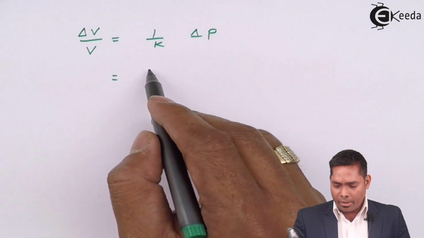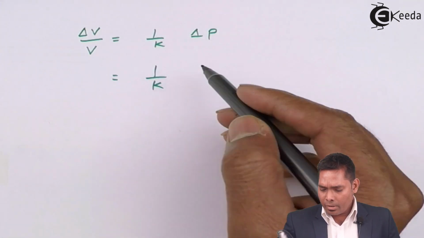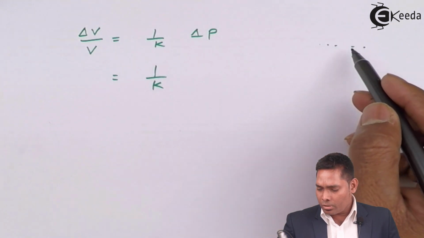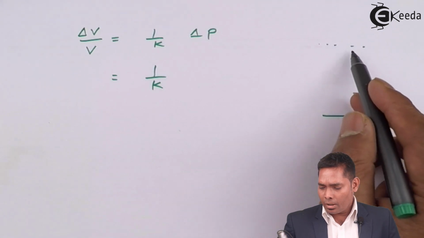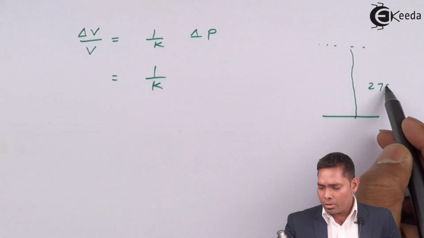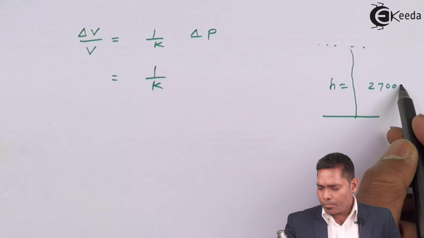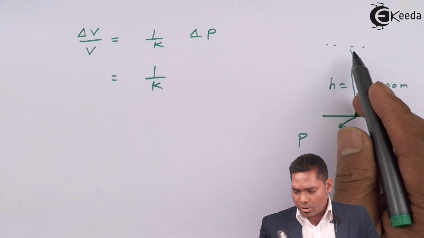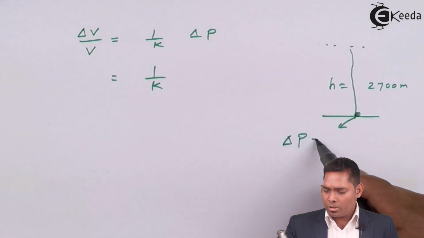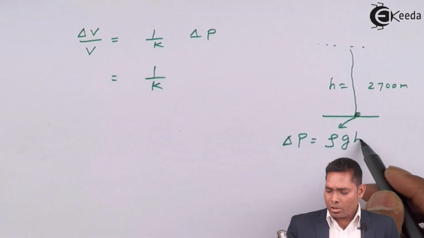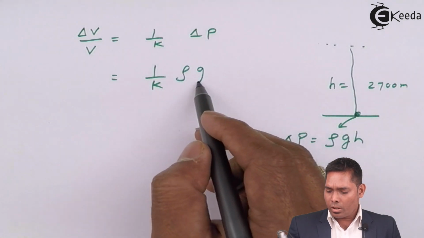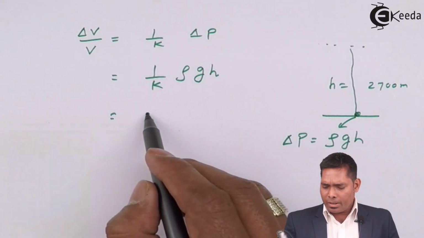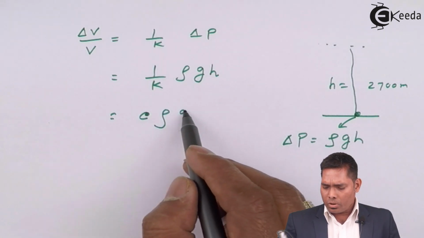1 over K is the compressibility, which is given by, or I write 1 over K, and delta P is change in pressure when this is the surface of ocean and this is the depth at a distance of 2700 height. The change in pressure here is rho g h. So it is rho g and h. If I write C for compressibility, then compressibility times rho g h.